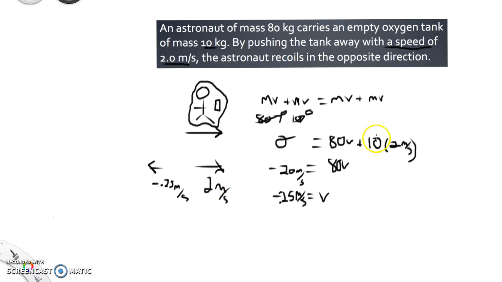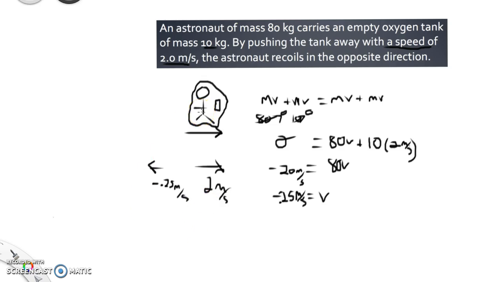Okay, and what you'll find is the total momentum of the system is still 0, because 2 times 10 is 20, so we have a positive 20 momentum from the tank, and 80, the mass of the astronaut, times negative 0.25 is negative 20, giving us a total combined momentum of 0 still.